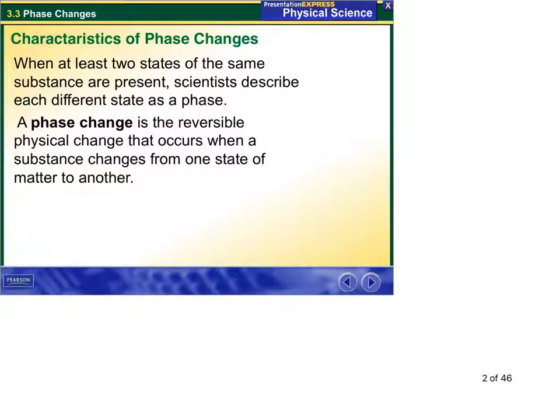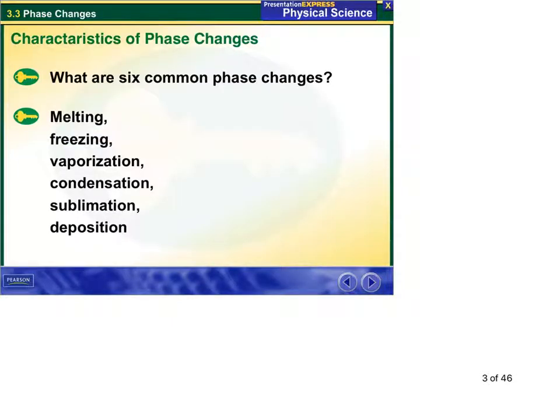Start with characteristics of phase changes and get a definition for phase change. Phase change: the reversible physical change that occurs when a substance changes from one state of matter to another. And six common phase changes. You need to know melting, freezing, vaporization, condensation, sublimation, deposition. And as we go through, we will explore each of these.